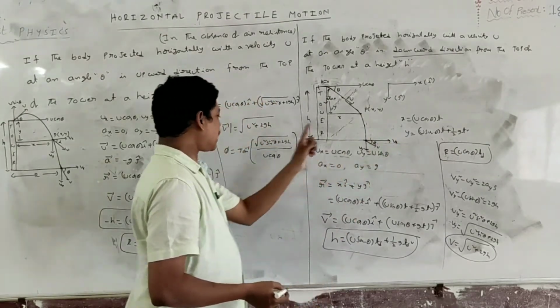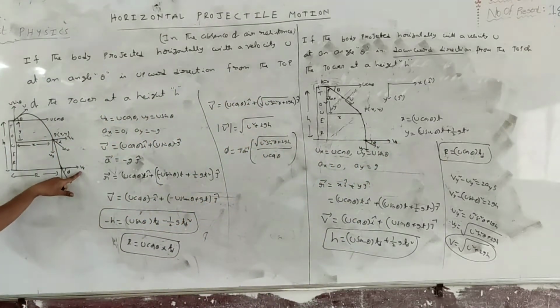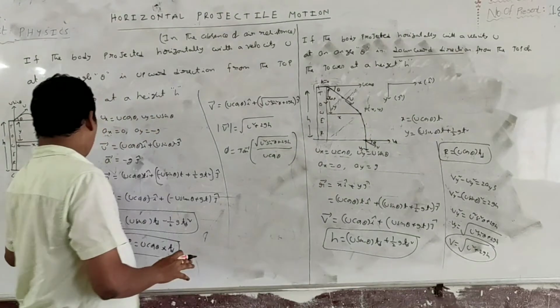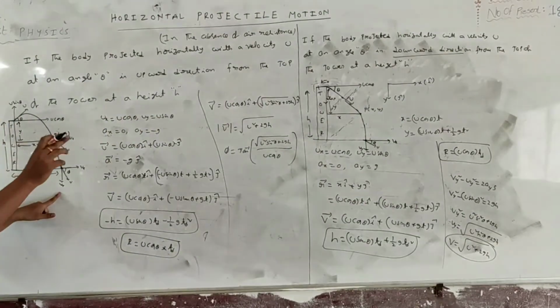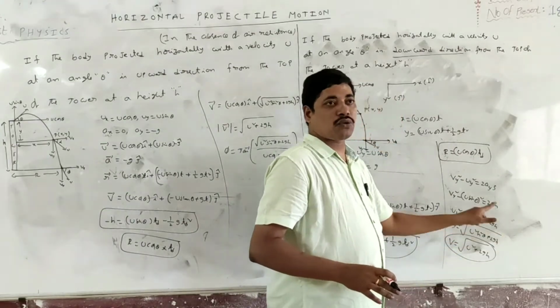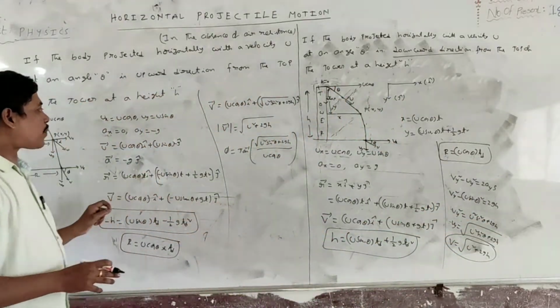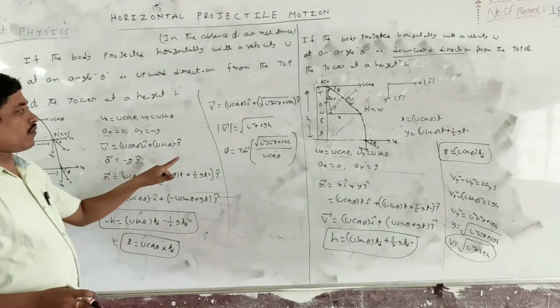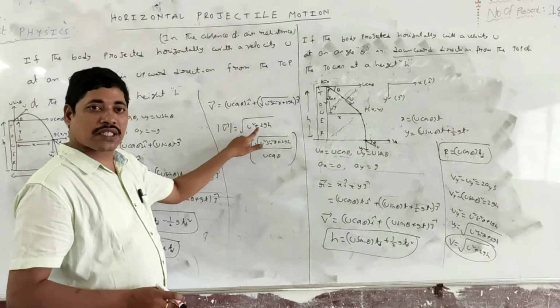In both cases, the horizontal component of velocity is the same. Vx is equal to u cos theta in both cases. And Vy in both cases is the same, under root u square sin square theta plus 2gh. And the velocity on striking the ground has magnitude v equal to under root u square plus 2gh.